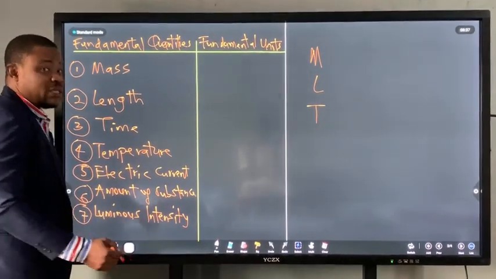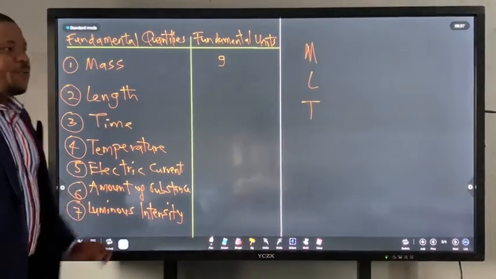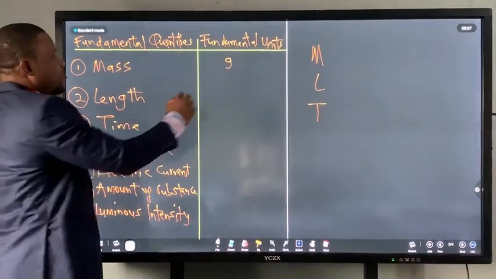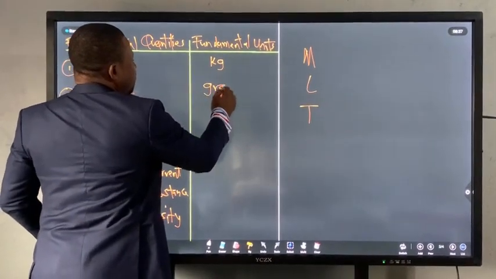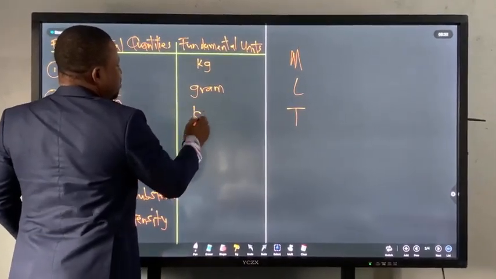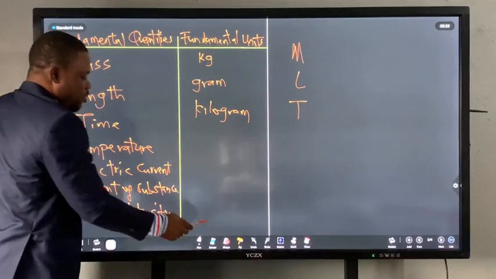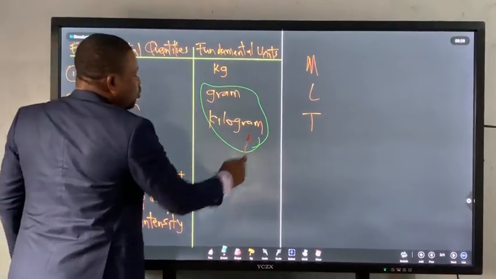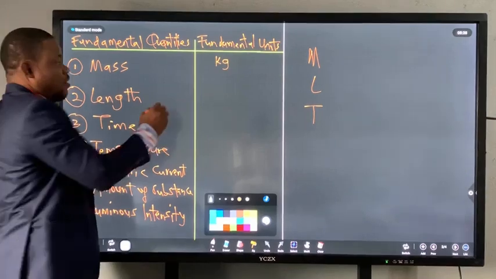So what is the unit of mass? How do we identify mass? The unit of mass was supposed to be gram. But because gram is too small, it was generally agreed that the unit of mass should be what now? Kilogram. This is the spelling of gram, and this is the spelling of kilogram. Alright? It was supposed to be gram, but because gram was too small, it was agreed that it should be kilogram.